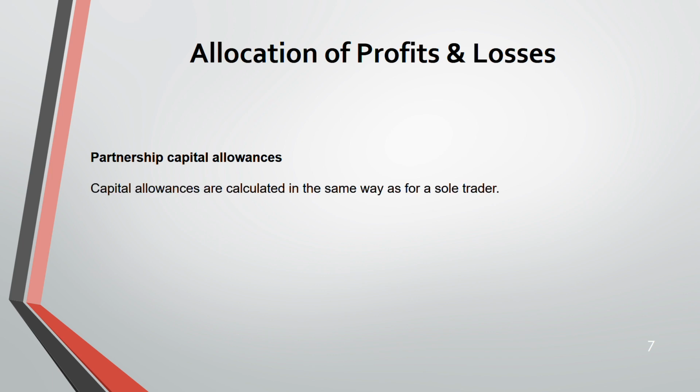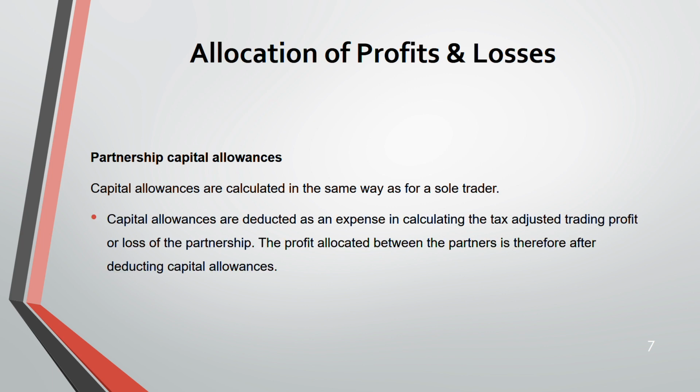Now, the same way, capital allowances, how we do for a sole trader is the same for a partnership. So you will deduct this capital allowance in calculating the tax adjusted trading profit or loss for the partnership. Then you allocate the profit between the partners. So the profit allocated between the partners is after deducting capital allowances, not before. First you deduct capital allowance, then you allocate the profit. Individual partners cannot claim capital allowances on their own behalf.